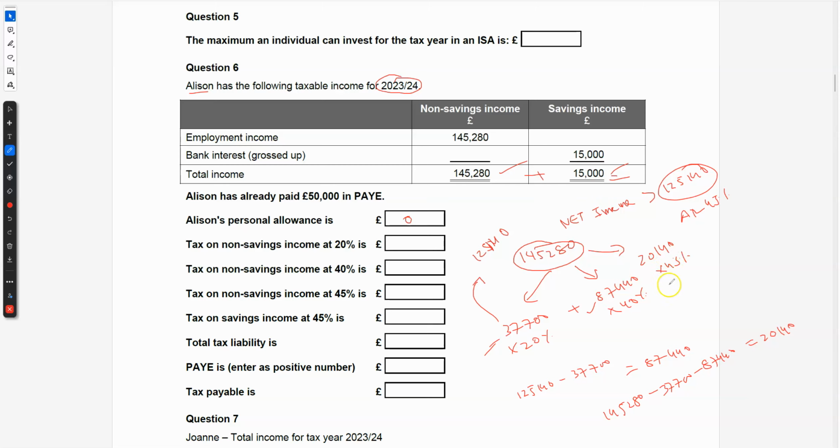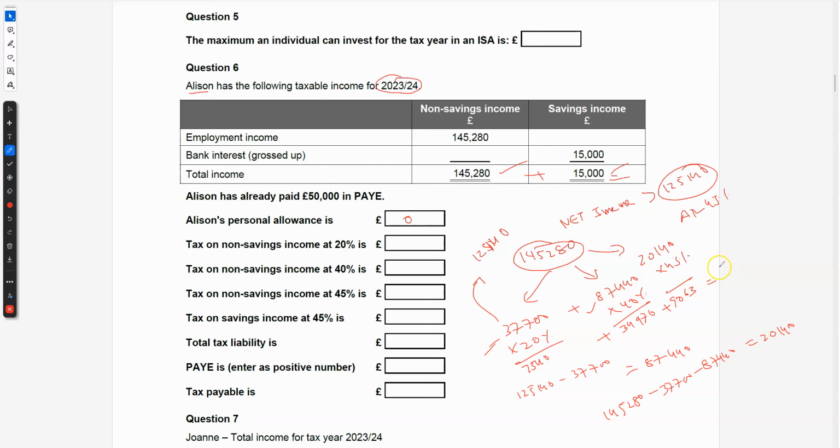That's the additional rate. So we have 20% here, and that is 7,540. 40% on the higher band is 34,976, and the additional rate is 9,063. And if we add all of this, that will be the total tax liability for the non-saving income.